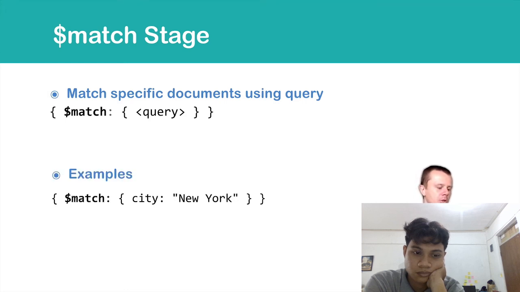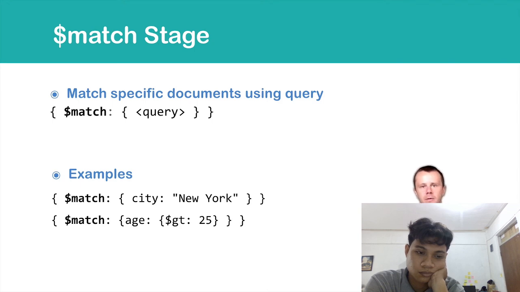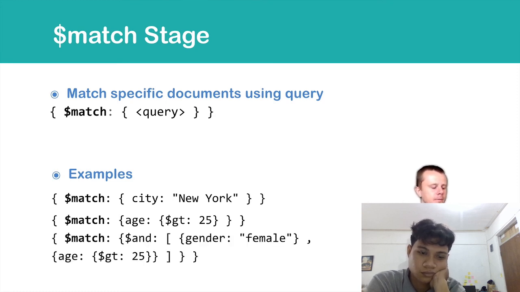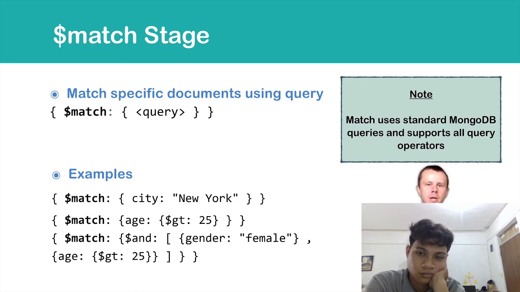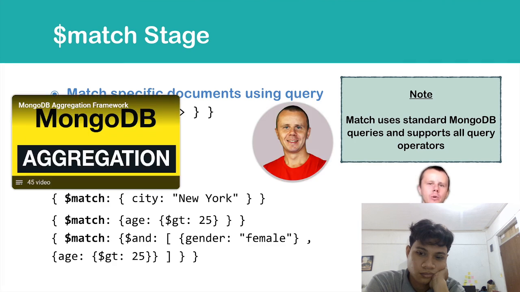Examples: match city New York. So we are looking for all documents that have the city field equal to New York. Second example: age greater than 25. All documents where the field age is greater than 25. And in the last example, we use the AND operator: gender must be female, and age greater than 25. So please note, the match stage uses the same queries that we have discussed before, and the same query operators can be used here. Next, we will look at an example and try the match stage in action. See you in a second.